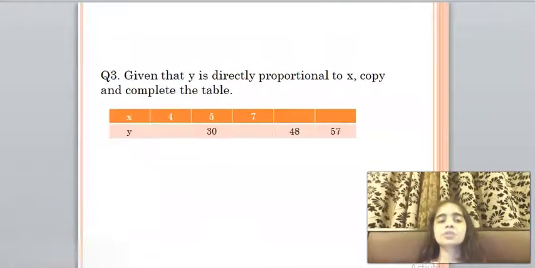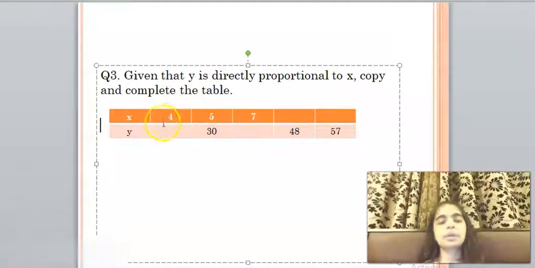Alright, now let's move to the third and last question of practice 2. Now let me read the question. Given that y is directly proportional to x, we need to copy and complete this table. Okay, so we just need to complete this table. Now, when it says y is directly proportional to x, the same concept will be applied. But here I will use the other method, which is finding the constant k. Now, why will I use that method? Because if I go for the unitary method, I will have to do it separately for each one, and then it might become tedious. It might become a long method.